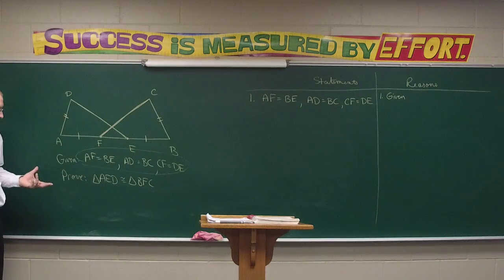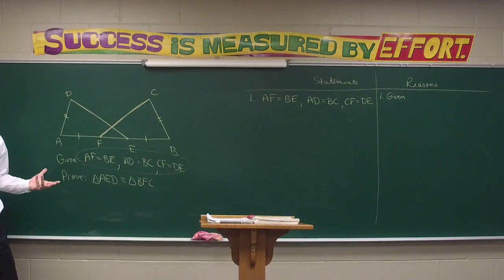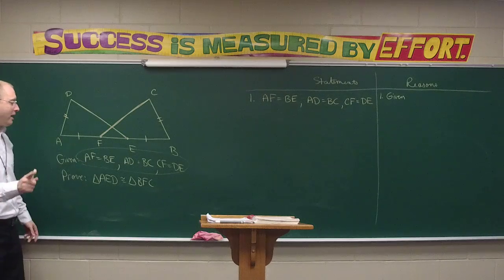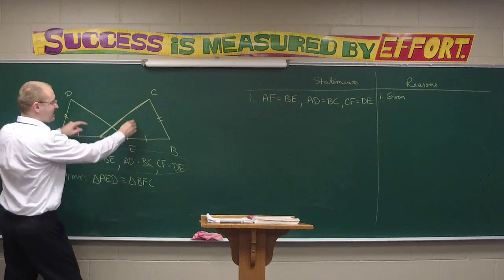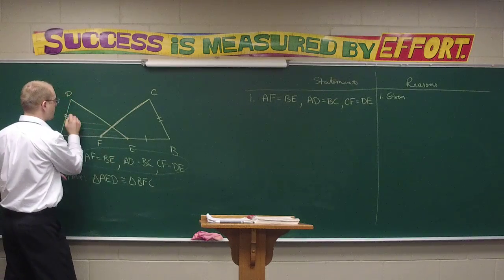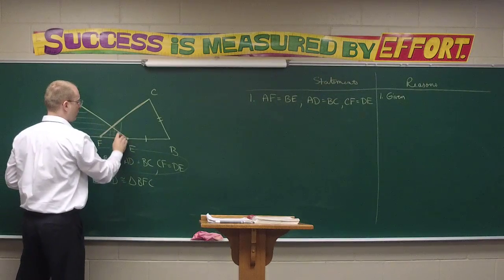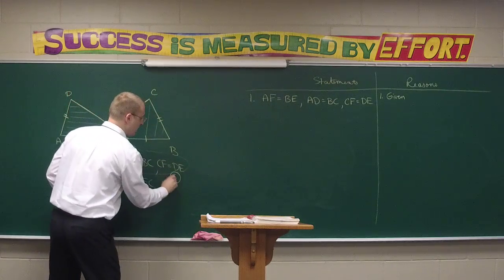in my mind. I've got these sides equal, and those sides equal. I should be thinking, yeah, hopefully you said side, side, side. Here's the problem. They're not actually three sides. Now, DE and CF are sides of these two triangles. So there's a set of sides right there.